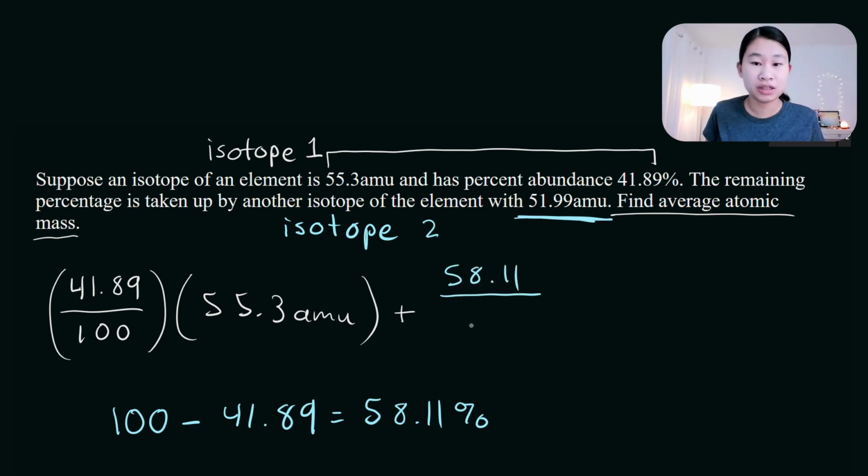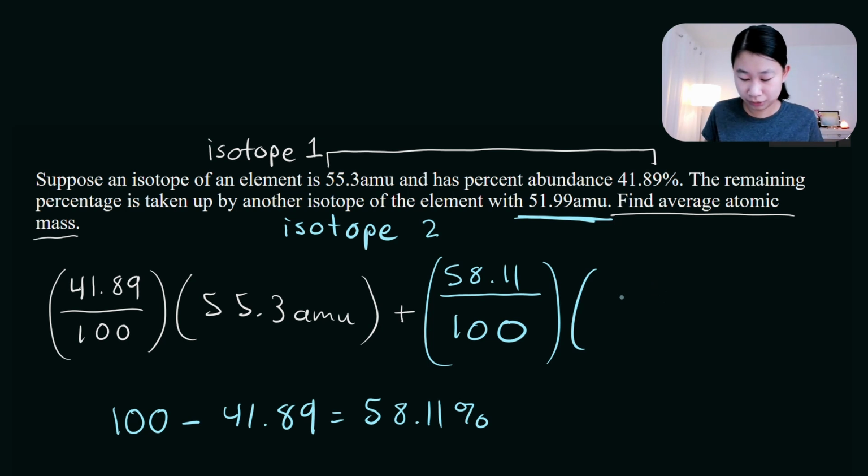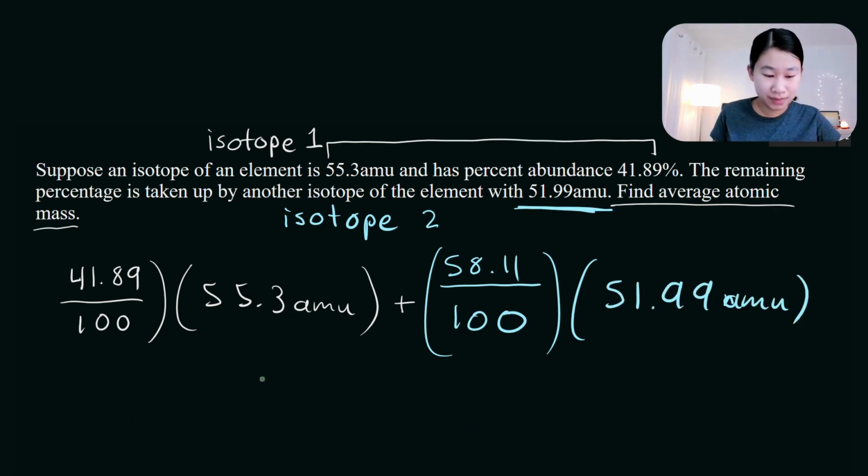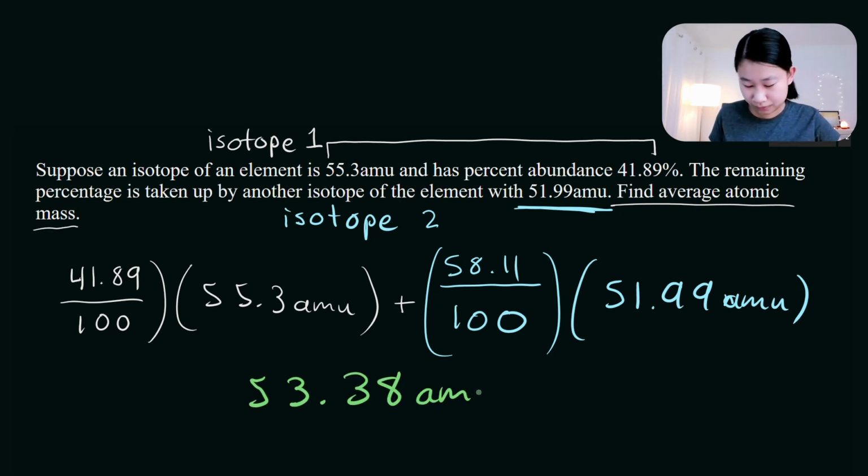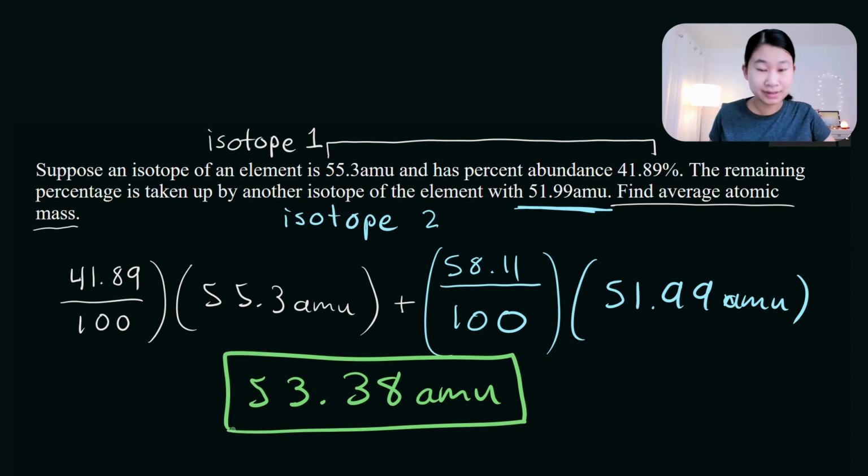Remember, we have to convert to decimal, so I will divide by 100. Then we will multiply this information by the mass of isotope number 2, which is 51.99 AMU. If you do this math, you're going to get 53.38 AMU as the average atomic mass.